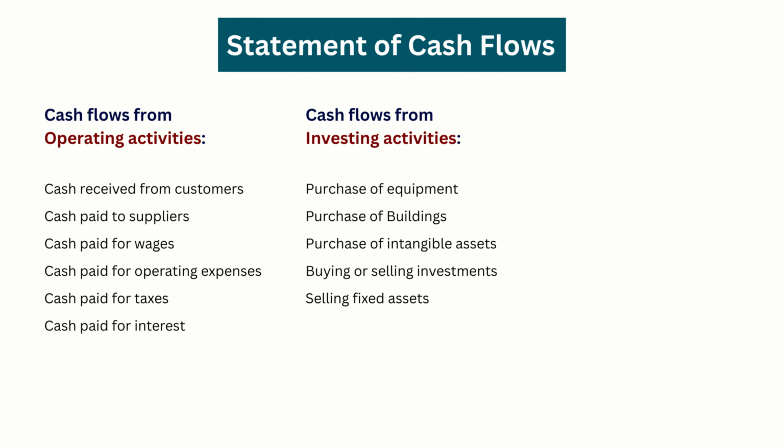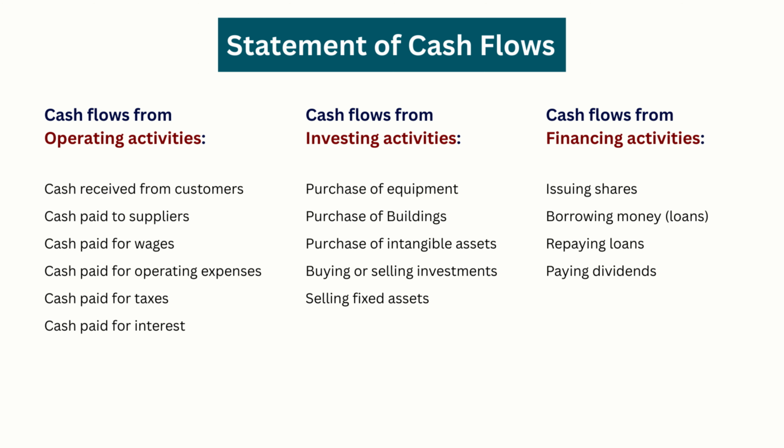Second, we have investing activities. This section shows how the company invests in its future. Examples are purchase of equipment or machinery, purchase of buildings, purchase of intangible assets, buying or selling investments, selling fixed assets. If this section is negative, that is not necessarily bad. It often means the company is investing in growth.